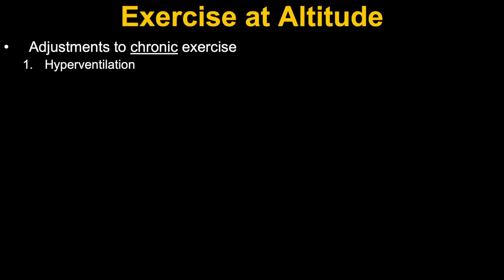So what happens if we exercise chronically at altitude? How do I become acclimated? What are the responses? What are the adaptations? We're going to maintain hyperventilation. That is, our minute ventilation is going to remain elevated or increased. This is due to the fact that the hypoxia is still stimulating the carotid receptors to breathe more.